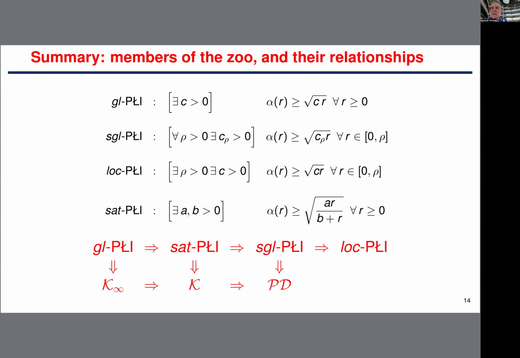And clearly, global PLI conditions imply a K infinity bound, because those are K infinity functions, right? A saturated PLI implies class K, right? Because the saturated PLI function looks like this. It's bounded with class K. And semi-global PLI actually can be shown to imply positive definite comparison functions. So keep that in mind for a few minutes.